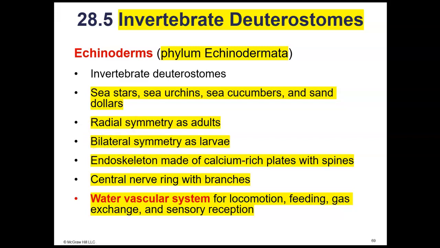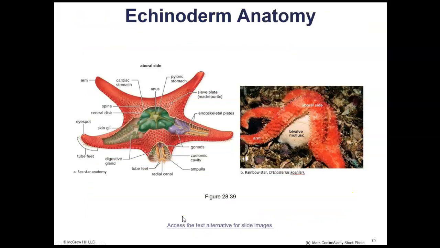They do have a water vascular system. We will dissect a sea star, and a big part of it is going through the water vascular system, how the water comes in, and then how it fills up the tube feet that they use for moving or locomotion. The water vascular system is also used for feeding. It's also used for gas exchange and for sensory reception.